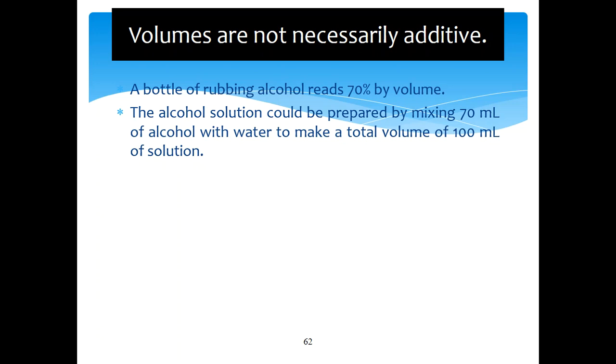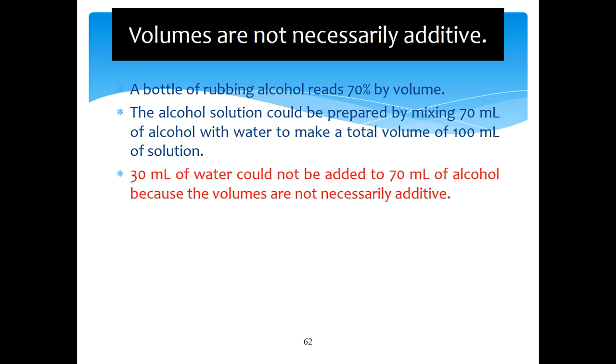So for example, rubbing alcohol is said to consist of 70% isopropyl alcohol by volume, all right? The ones that are available in stores and so on. You can make it up by mixing 70 mL of the alcohol with water to make a total volume of 100 mL, right? Now, that's the correct way of doing it. The incorrect way of doing it is taking 70 mL of the alcohol and adding 30 mL of water. The reason why that's incorrect is because even though 70 plus 30 is equal to 100 mL, that may not necessarily be the case in terms of the final volume of the mixture.